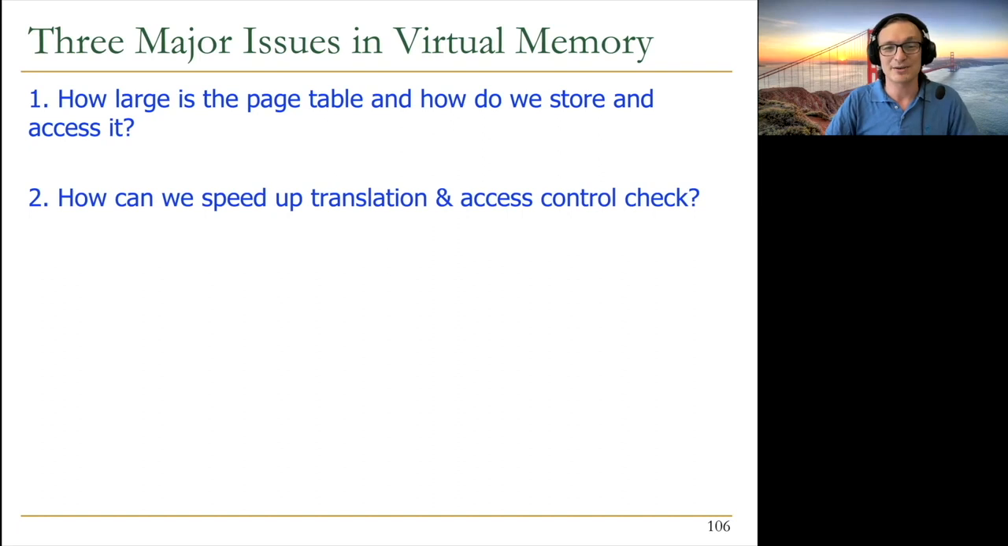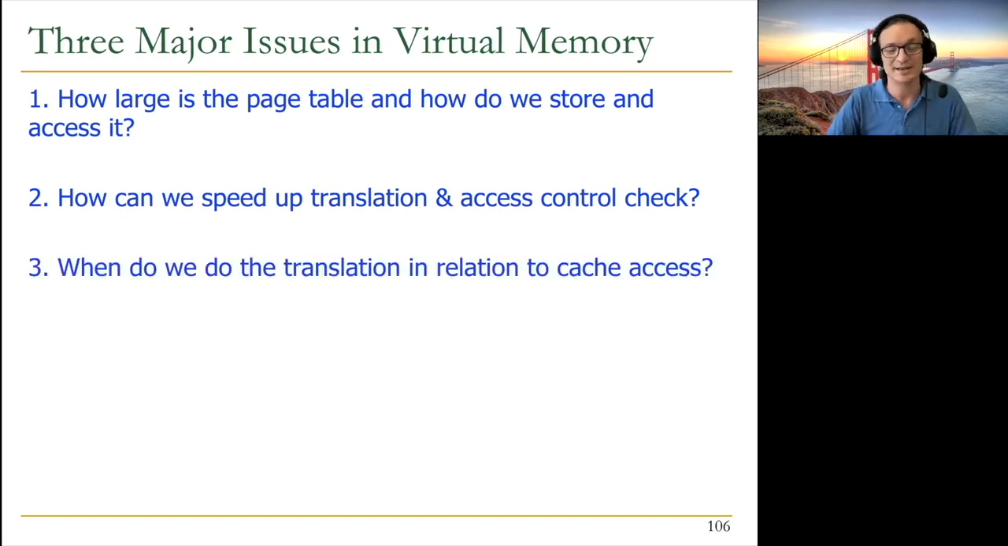The second question is, how can we speed up translation and access control check? Again, we've discussed this, TLBs. But again, these are very important. That's why I raise these questions. And then there's a third question, which was brought up by one of you in the last lecture, I think. When do we do the translation in relation to the cache access? And that's going to be important. I'm going to give you a teaser of that, but we're not going to go into the details. There are some backup slides and some lecture references you can take a look at.